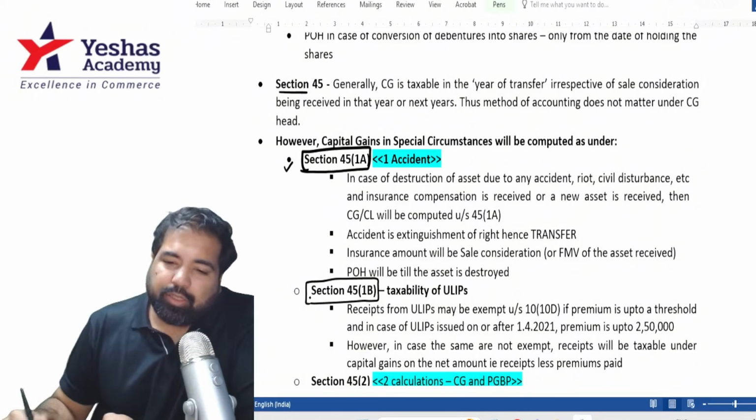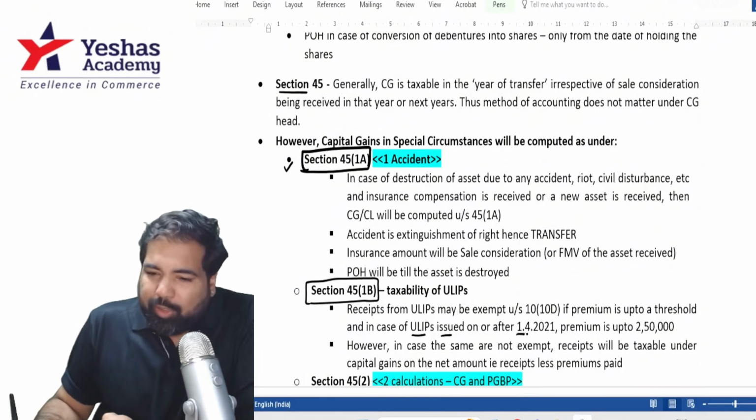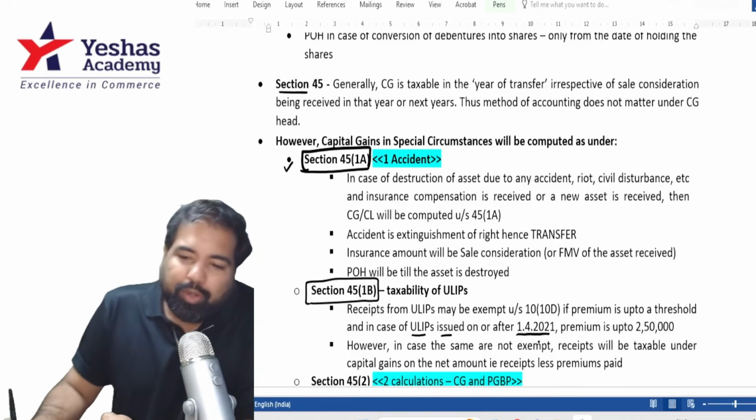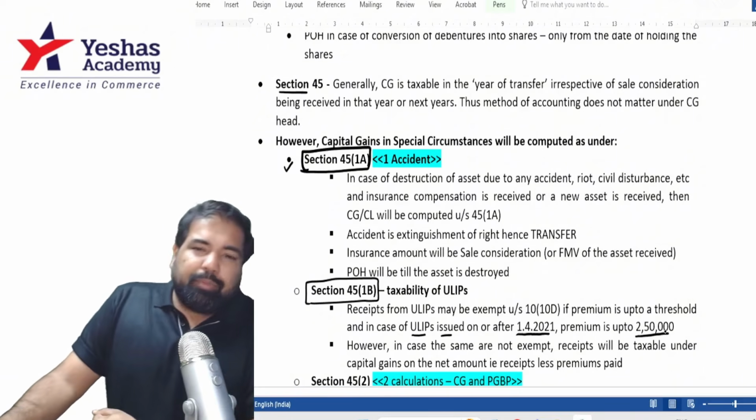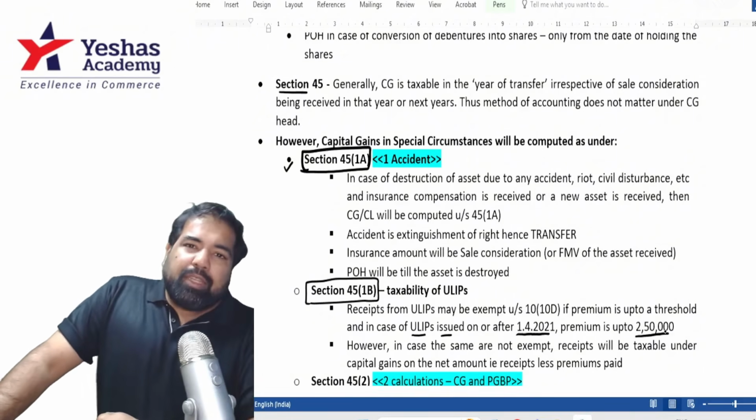Let's talk about the conditions first. First, the ULIPs have been issued on or after 1/4/2021. Yes, earlier it used to be exempt. Now it's taxable if it's issued on or after 2021, and the premium up to 2.5 lakh rupees is exempt. If it's more than that premium, that means you're paying a lot of premium, then you get the money back. The money back will be taxable.